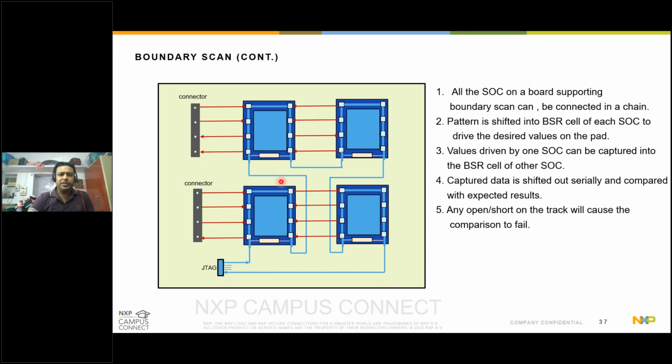All right. This light rectangle indicates a bypass path. So if you only want to test this particular chip, you can bypass all these other SOCs through this bypass register.